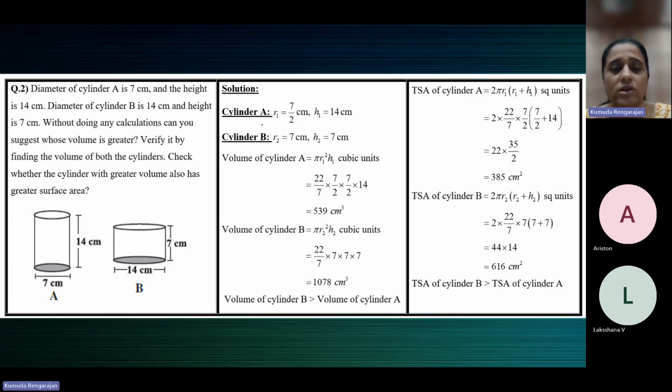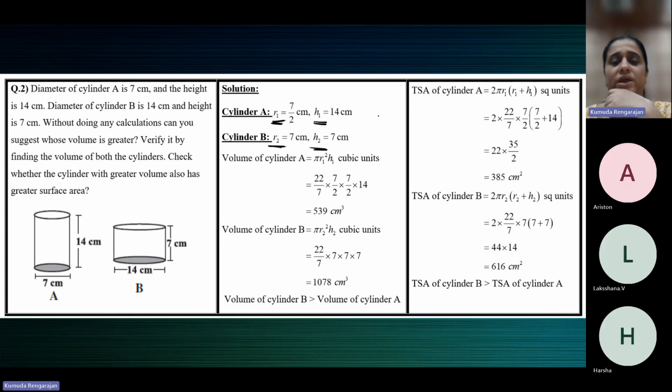So I've called the radius and height of the first cylinder, cylinder A, as R1 and H1, and the radius and height of the second cylinder, cylinder B, as R2 and H2. Write the values of the radius and height of the two cylinders and find their volumes and surface areas.